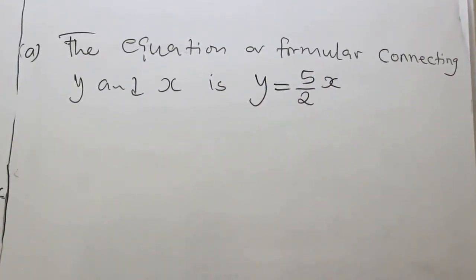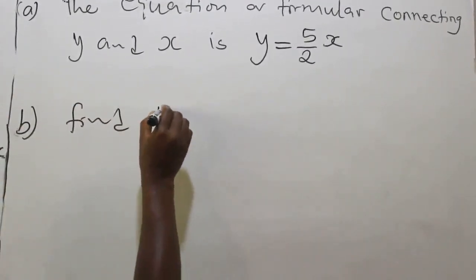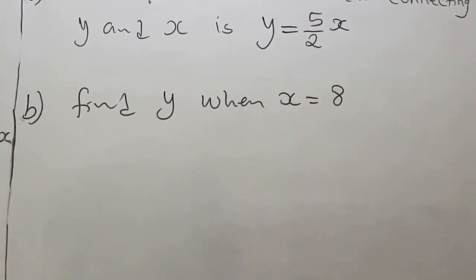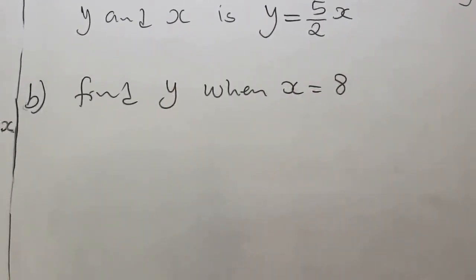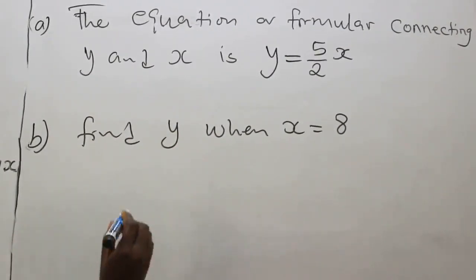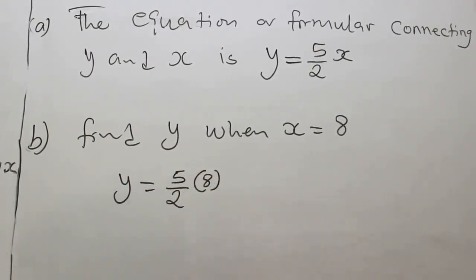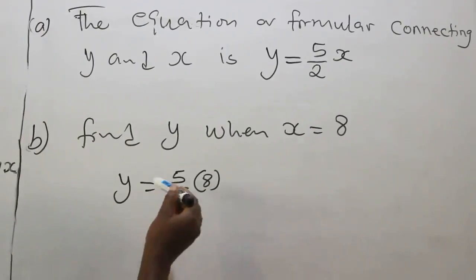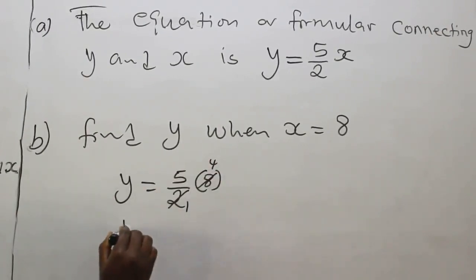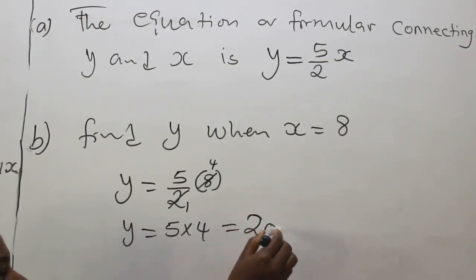Now let's go to the B part. We are to find Y when X is equal to 8. All you need to do here is go back to the equation connecting Y and X and substitute the value of X. So Y is equal to 5 over 2 times 8. You do your normal cancellation: 2 into itself 1, and 2 can go into 8, 4. So our Y will be 5 times 4, which gives us 20.